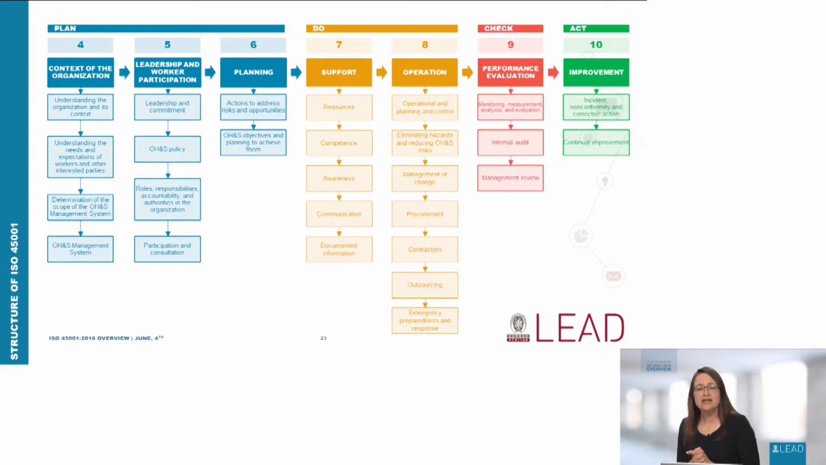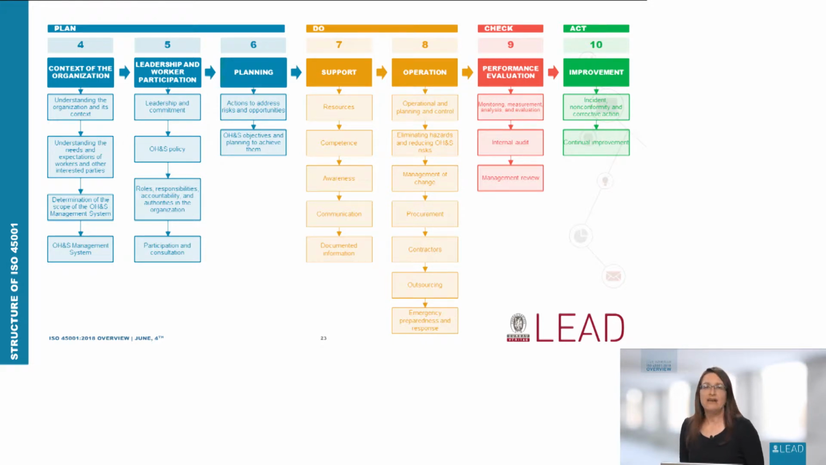Then we have leadership and worker participation. And it's all about commitment of leadership, and they have a very much greater role than we saw in 18,001. The occupational health and safety policy is put underneath leadership, and also roles, responsibilities, accountabilities and authorities reside in leadership, clause 5. So does worker participation and consultation, unsurprisingly under clause 5.